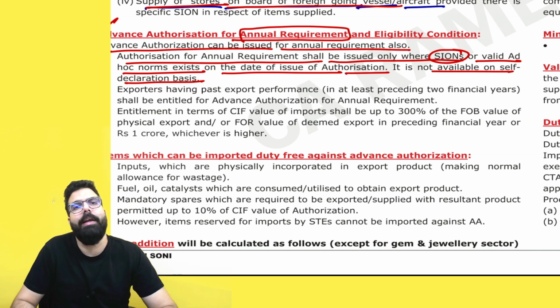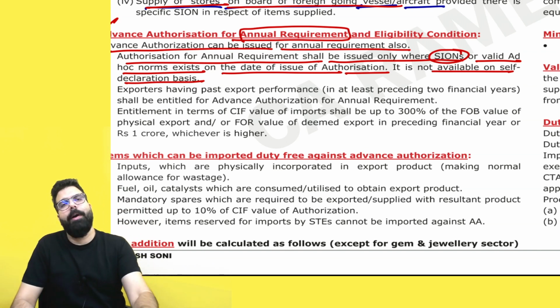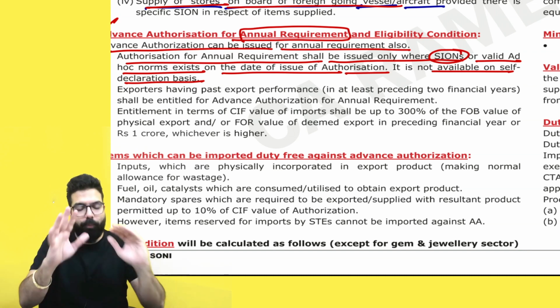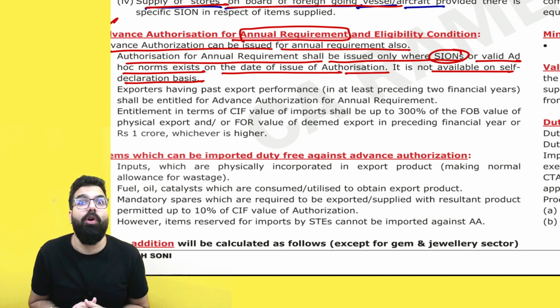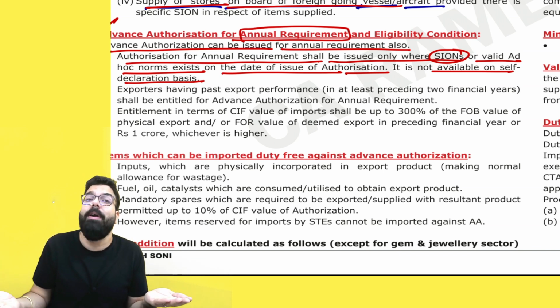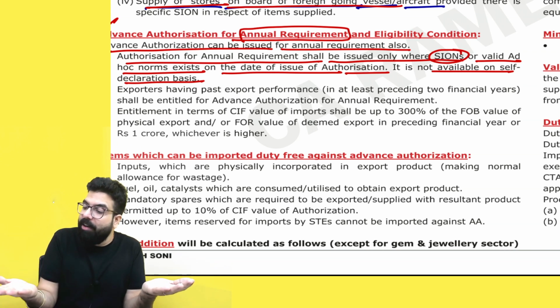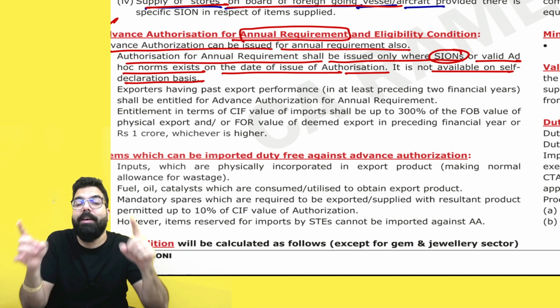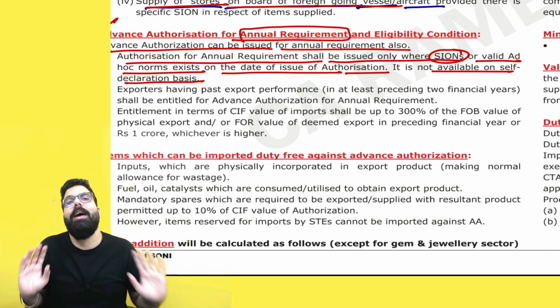They are going ahead and telling if you want authorization, on the date of authorization, the SION should be there, standard input output norm. For an example, you went to the DGFT and you told, sir, I have an order of 1 lakh shirts. Please allow me to import raw material without payment of any duty. So they are telling for 1 lakh shirts how much input is required. That standard input output norm should be specified in the SION book. Only then you will get the advance authorization.